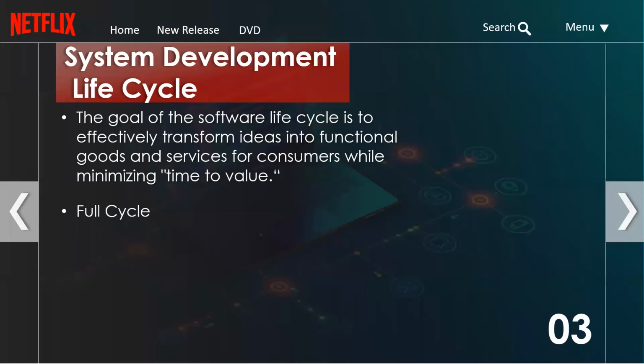System development lifecycle. The goal of the software lifecycle is to effectively transform ideas into functional goods and services for consumers while minimizing the time to value. Full cycle developers use engineering methods across the entire lifecycle.